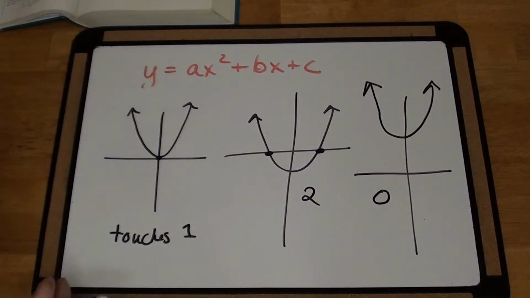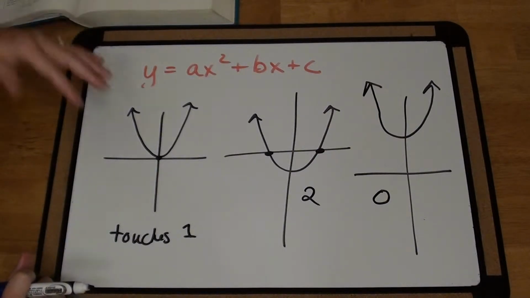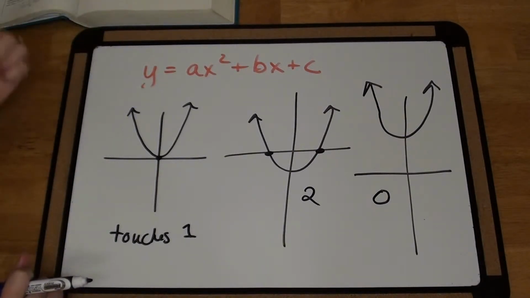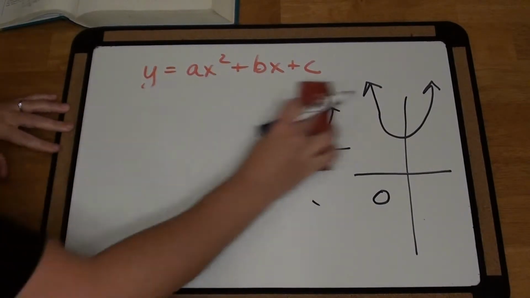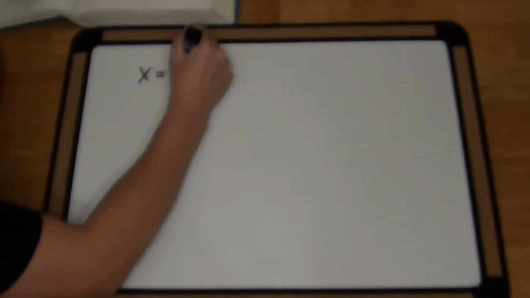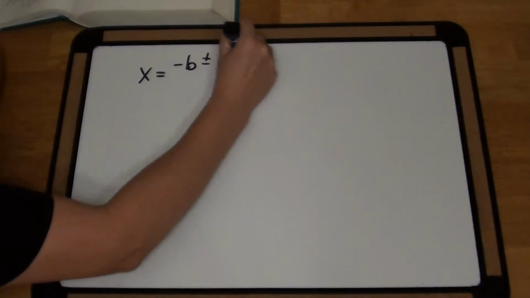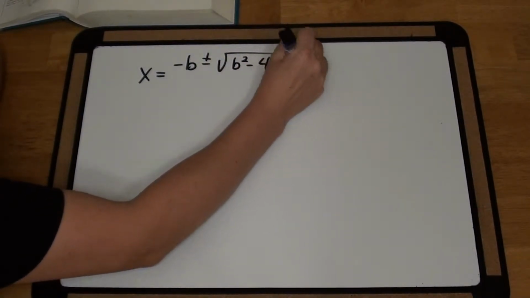These are three scenarios. When you use the quadratic equation to get your x-intercepts, the answer to the discriminant can tell you which one of these it is. That's a lot of words that don't make sense to you yet, so let's go over what that means. So we have x equals the opposite of b plus or minus the square root of b squared minus 4ac all over 2a.